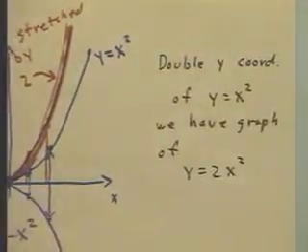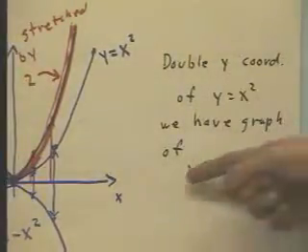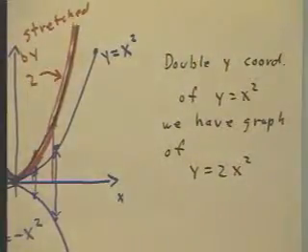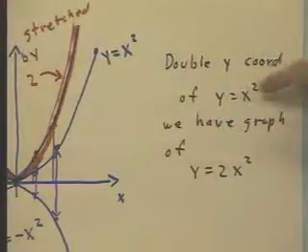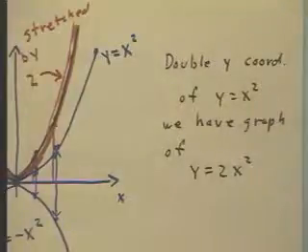Again, when we double the y coordinate of y equals x squared, that doubles our y, so in order to get double the value of y, we've got to compute y equals 2x squared. So we have the graph of y equals 2x squared when we double the y coordinates of the y equals x squared graph. If we triple it, we'd have y equals 3x squared, 1/2 the height, 1/2 x squared, as we've seen.